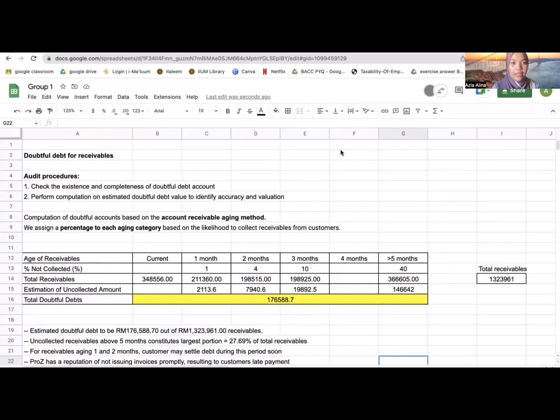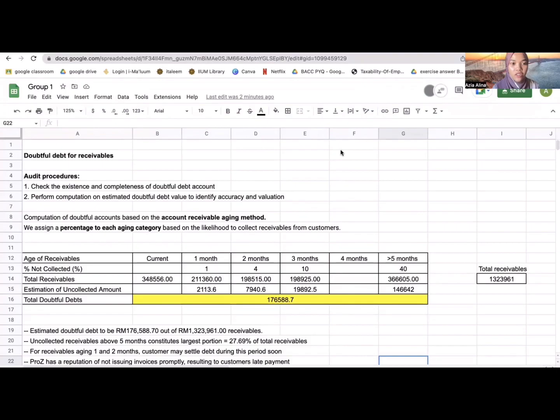Now I'm going to present about doubtful debt for receivables. The first audit procedure that we do for doubtful debt for receivables is a preliminary checking, where we check the existence and completeness of the doubtful debt account. We could not find any doubtful debt account presented in the Statement of Financial Position of Prozi Garment, hence we can move on to our next procedure.